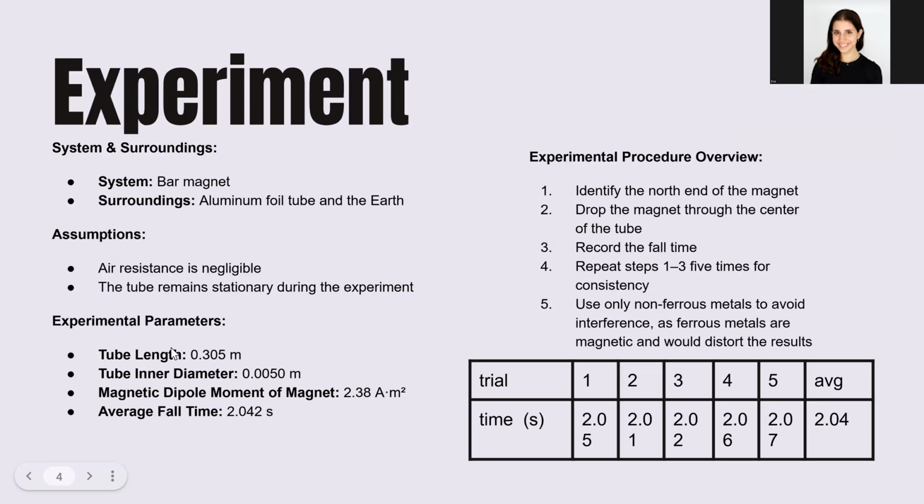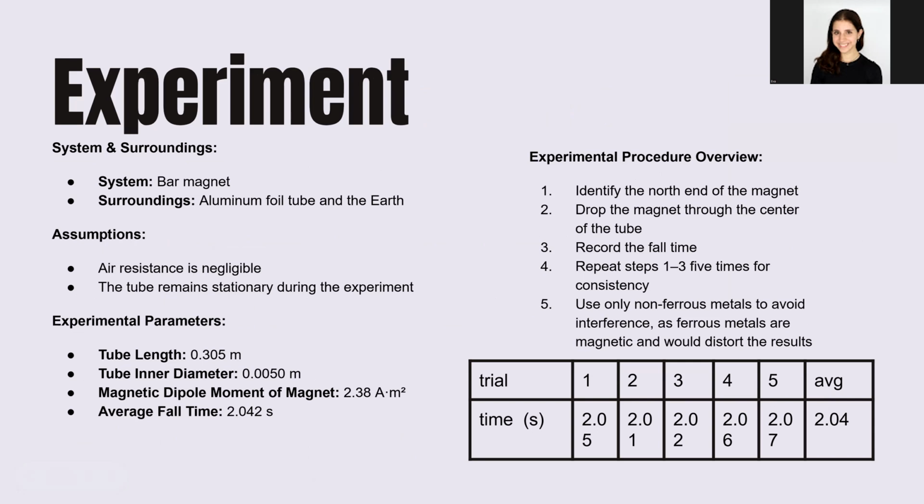So for the real life experiment, the system was the bar magnet and the surroundings were the aluminum foil tube and the earth. And I assume that air resistance is negligible and the tube remains stationary during the experiment. I also recorded the experimental parameters that I used, like the tube length, tube inner diameter, magnetic dipole moment of the magnet, and the average fall time.